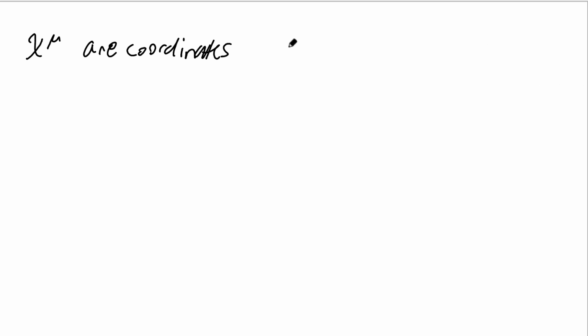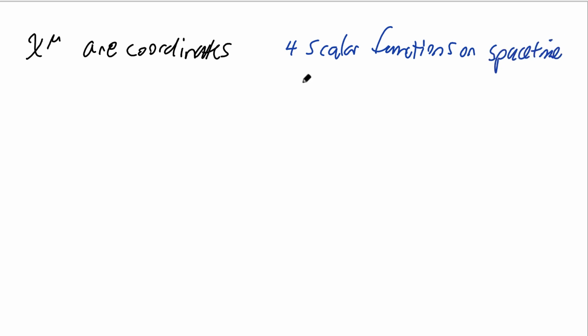So these are four scalar functions on space-time. So the index mu labels those four functions. So mu takes on values 0, 1, 2, and 3. And in particular, x mu are not the components of a vector.